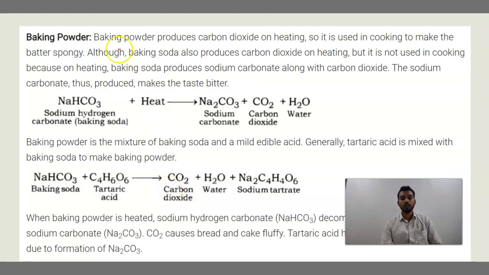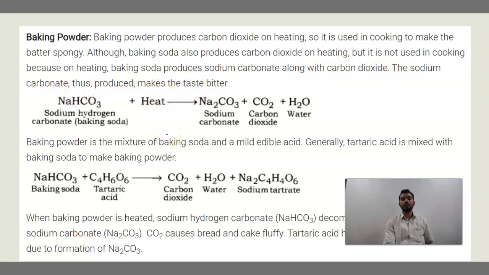Baking powder. Baking powder produces carbon dioxide on heating. If we heat that baking powder, it produces carbon dioxide. So it is used in cooking to make the batter spongy, as we have seen in the application over there. Although baking soda also produces carbon dioxide on heating, it is not used in cooking because on heating, baking soda produces sodium carbonate along with carbon dioxide. The carbonate produced makes the taste bitter.